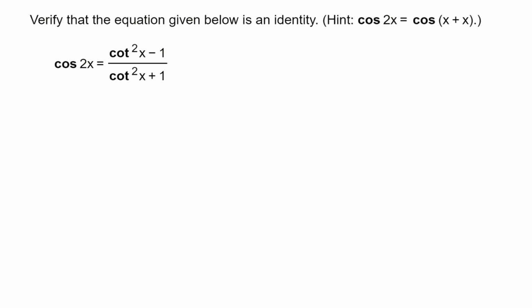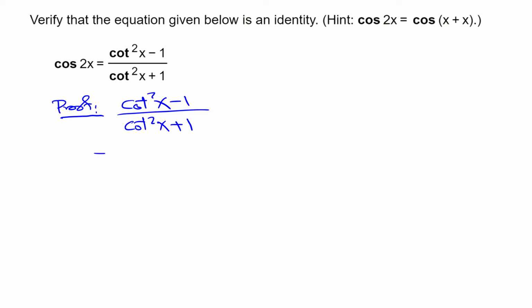So we'll go ahead and start on the right side and try to work our way to the left side, since there seems to be more we can do there. So for the proof of this identity, we start with cotangent squared x minus 1 over cotangent squared x plus 1.